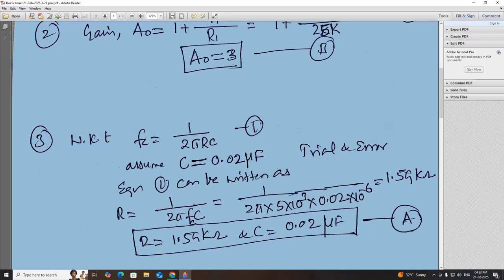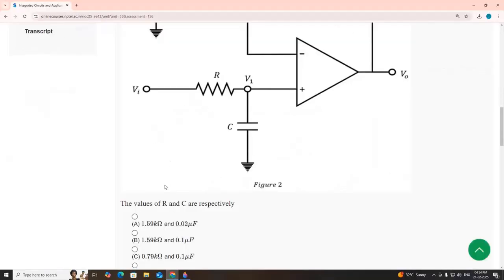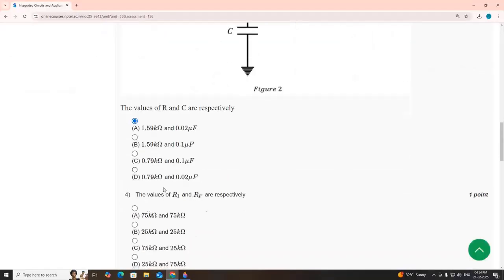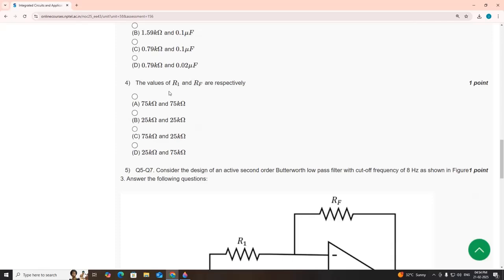Equation 1 can be written as R equal to 1 divided by 2 pi Fc into C. Substitute the value of Fc and C. The value of Fc is 5 kilohertz and C is 0.02 into 10 power minus 6. We will get R is equal to 1.59 kilo ohms and C is equal to 0.02 microfarad. Option A.